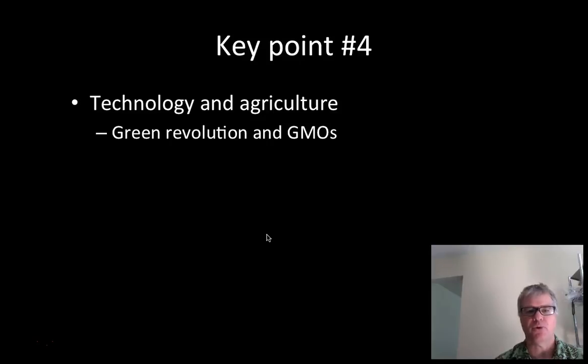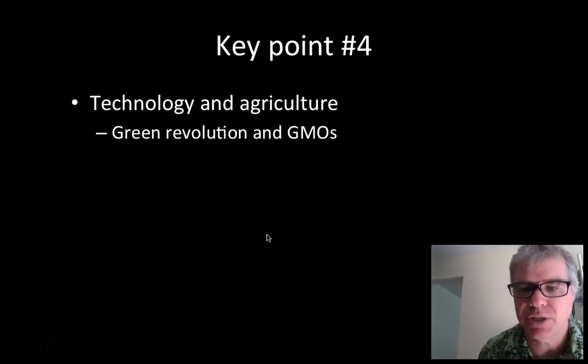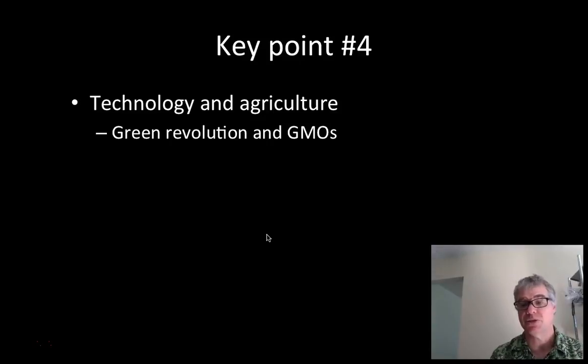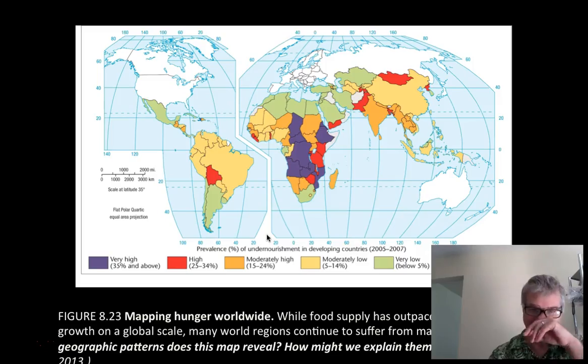Okay, key point number 4. Agriculture has changed quite a bit because of the institution of new technologies into agricultural production, particularly in the 20th century. Two of the biggest ones are what's referred to as the Green Revolution and also genetically modified organisms. And the book gets into both of these a little bit.